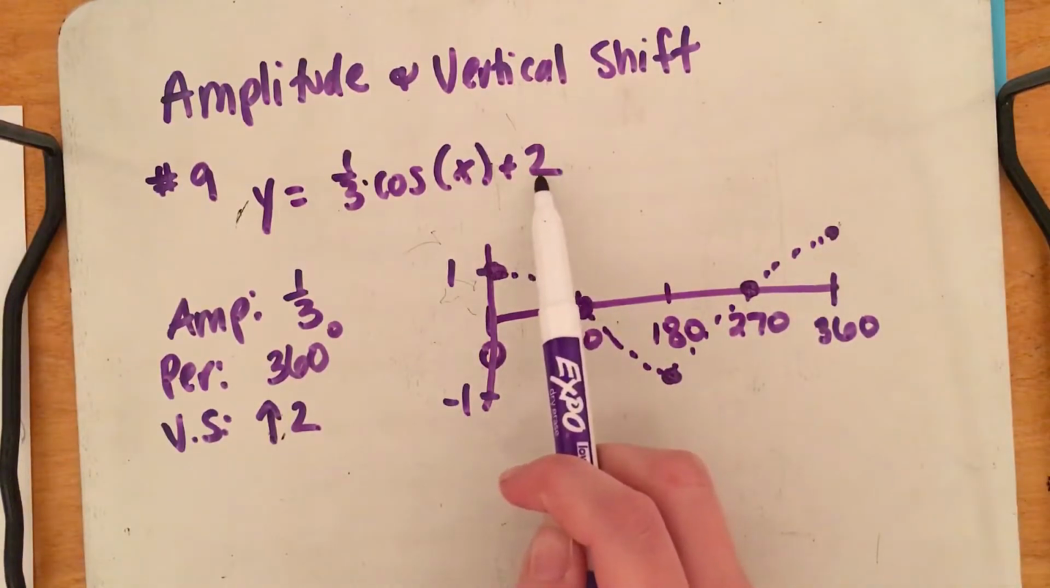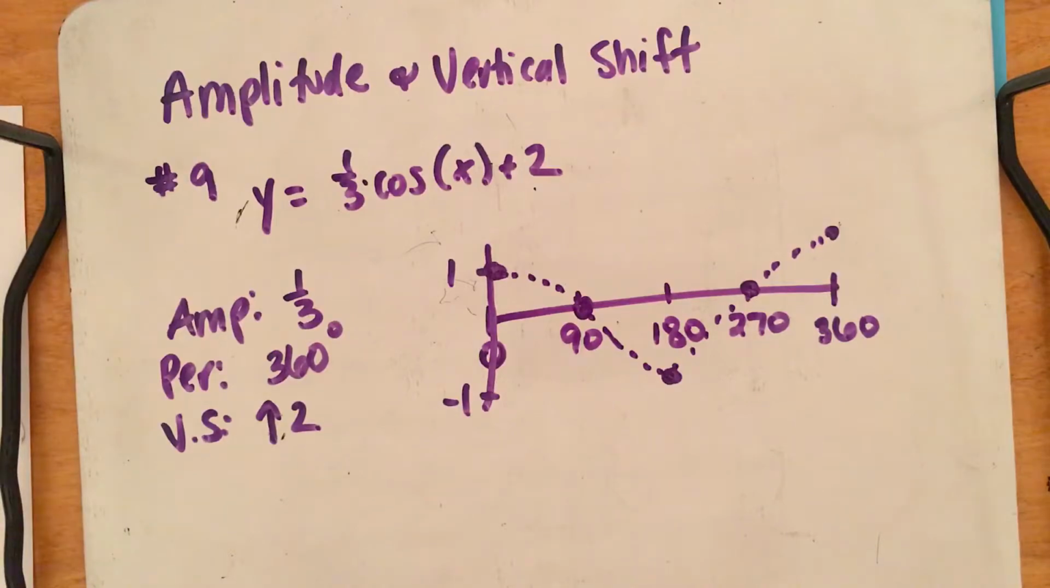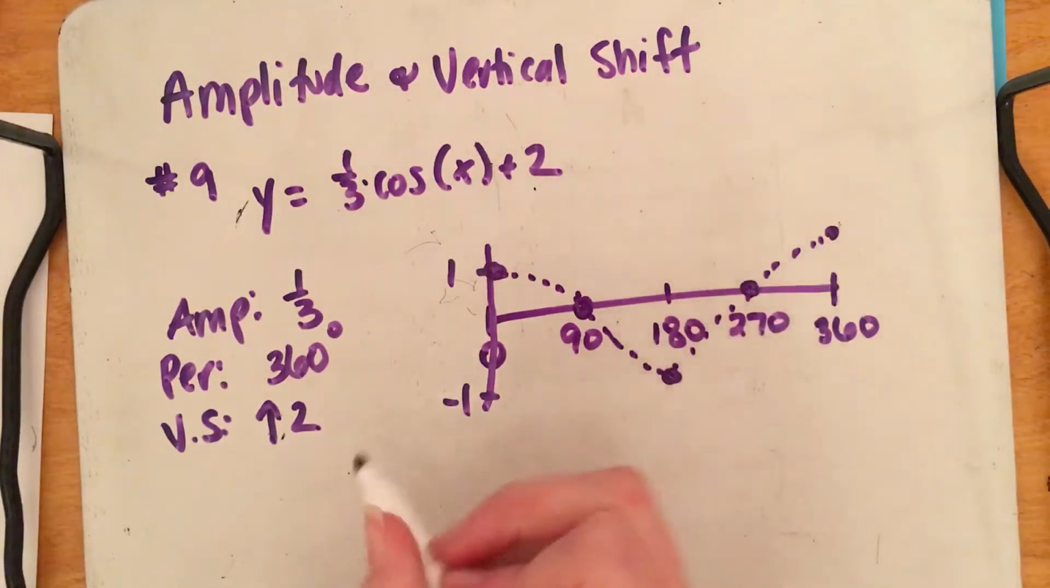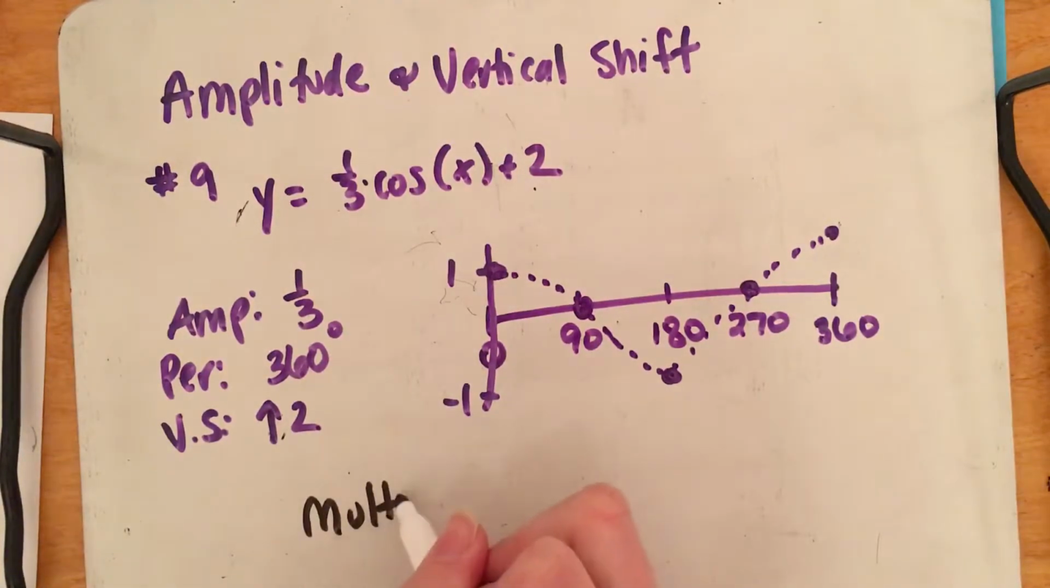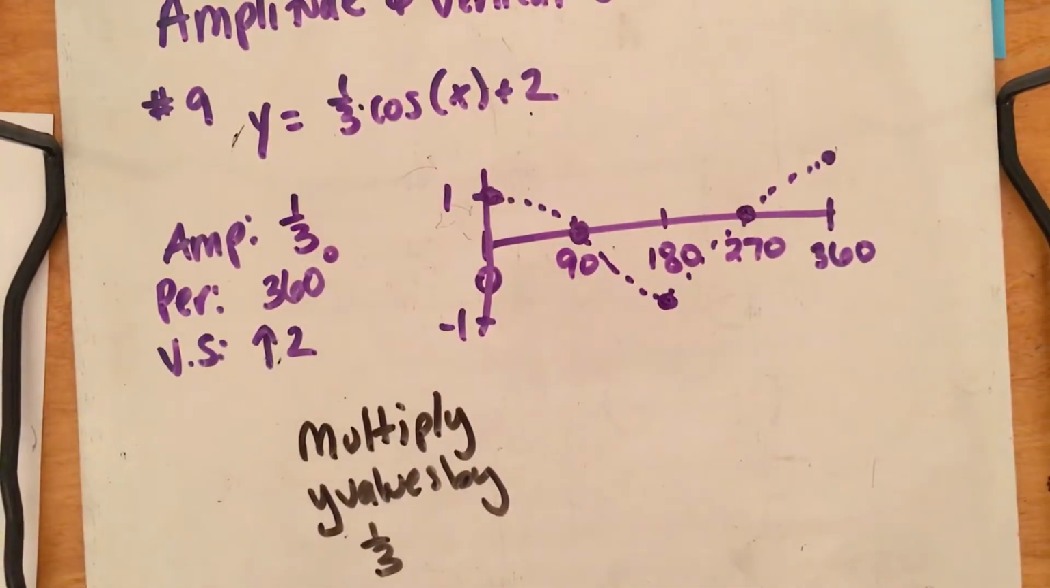And then it also has been moved up too, so all these y values are just going to be moved up. So again, dealing with the amplitude, we're going to multiply all the y values by our amplitude, which is 1/3. And then after that, we're going to move everything up by 2 spaces. So let's first multiply by 1/3, and then I'll do the plus 2.